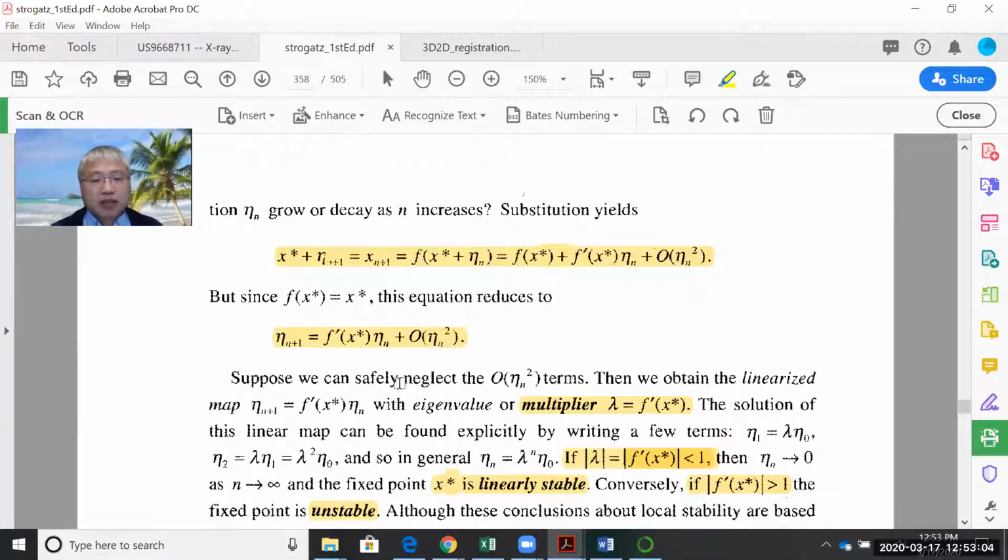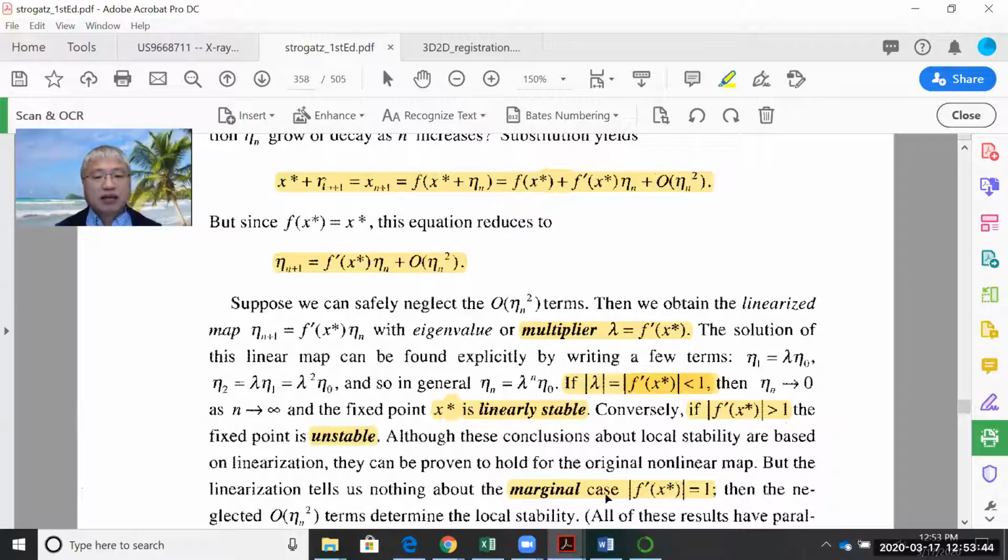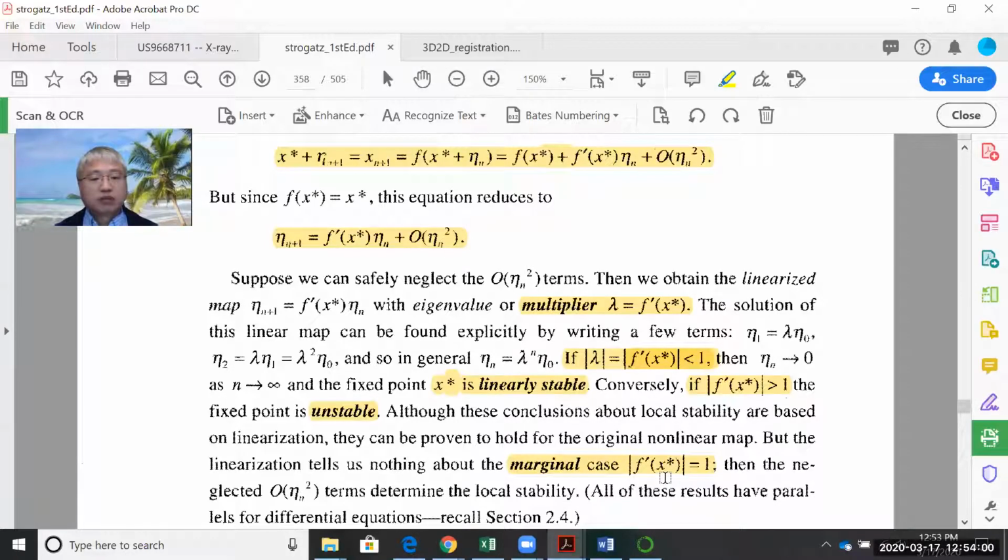is generally called the multiplier. So if the absolute value of this multiplier is less than 1, the deviation from the fixed point gets smaller and smaller, so the fixed point will be linearly stable. So if lambda, the derivative of f evaluated at the fixed point, has magnitude less than 1, then it's linearly stable. Conversely, if this absolute magnitude is greater than 1, then the fixed point is unstable. The special case where it equals 1 is called the marginal case. Generally, if we have a parameter change in the system, the fixed point may change from stable to unstable, going through the marginal point.